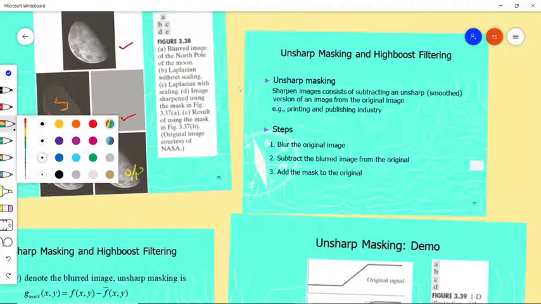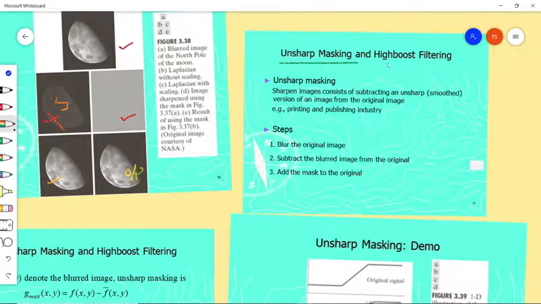So we have seen Laplacian scaling and Laplacian operator. Now see unsharp masking and high boosting filtering. What is unsharp masking? Sharpening images consists of subtracting an unsharp, smoothed version of an image from the original image.